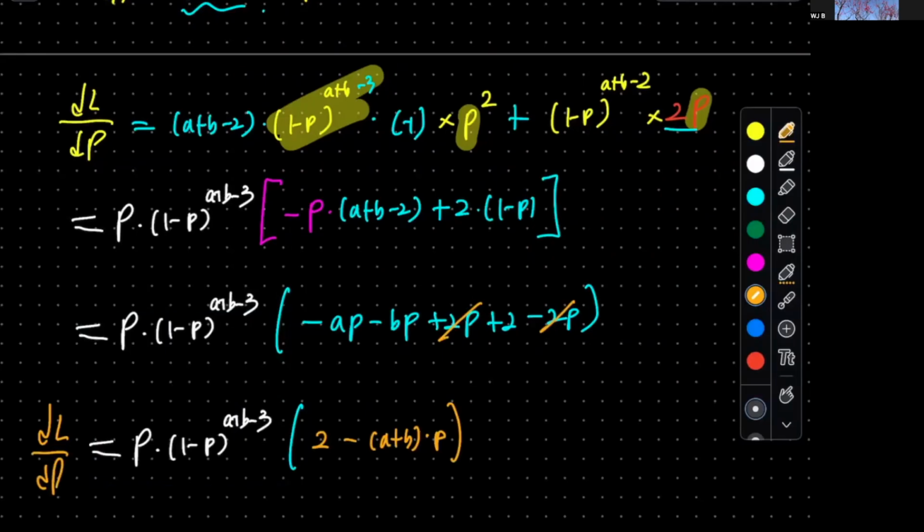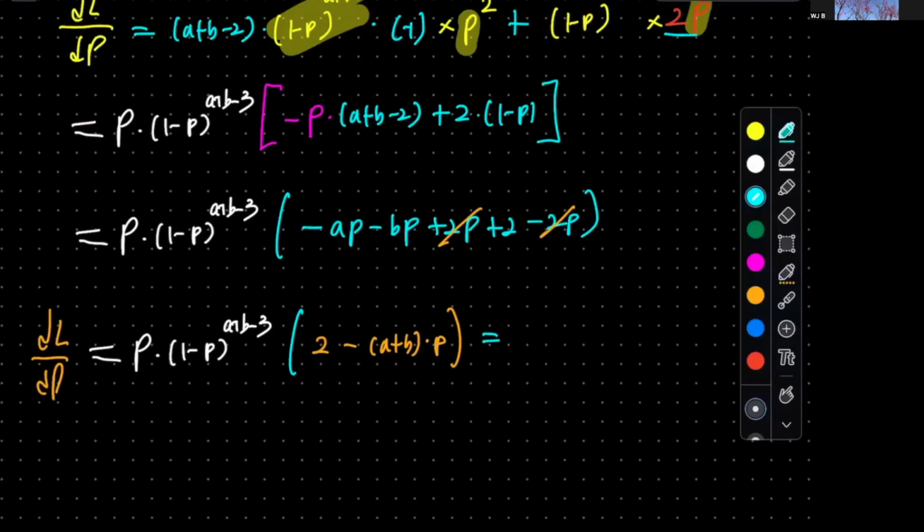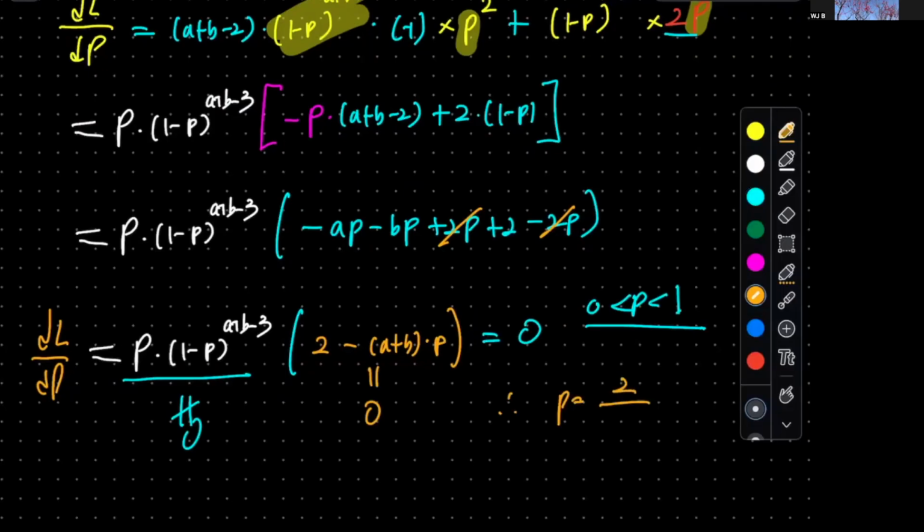And the reason I found my first derivative is because we were looking for the maximum. That means you should try to find the stationary point first. But of course, p was defined to be between 0 and 1, so neither of these two terms can be 0. That means your third term must be 0. This suggests p is equal to 2 over (a + b).